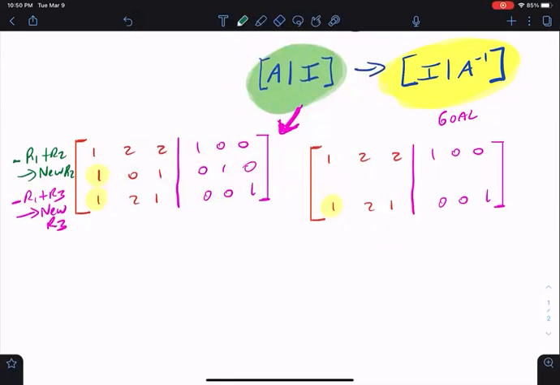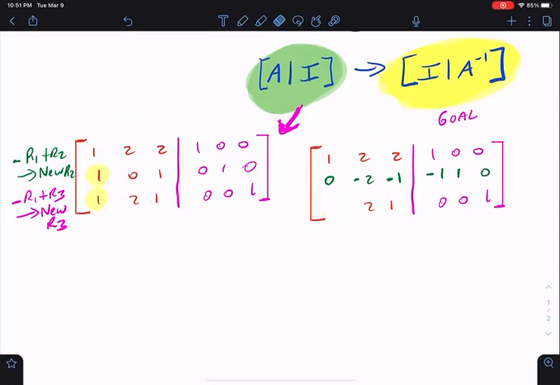So negative 1, remember, we're multiplying negative 1 times row 1. Negative 1 times all the elements in row 1 plus row 2. So negative 1 times 1 is negative 1 plus 1 is 0. Negative 1 times 2 is negative 2. Negative 2 and 0 is negative 2. Negative 1 times 2 is negative 2, and 1 is negative 1. Negative 1 times 1 is negative 1, and 0 gives you negative 1. Negative 1 times 0 is 0, and 1 is 1. Negative 1 times 0 is 0, and 0 is just 0.